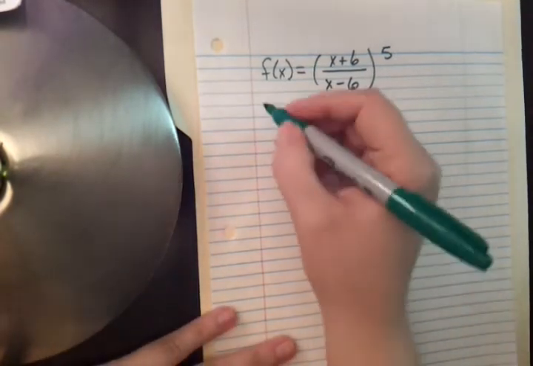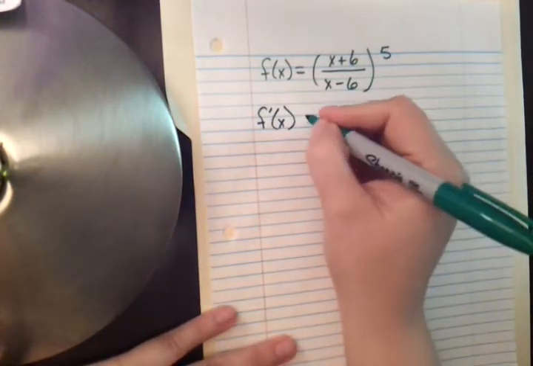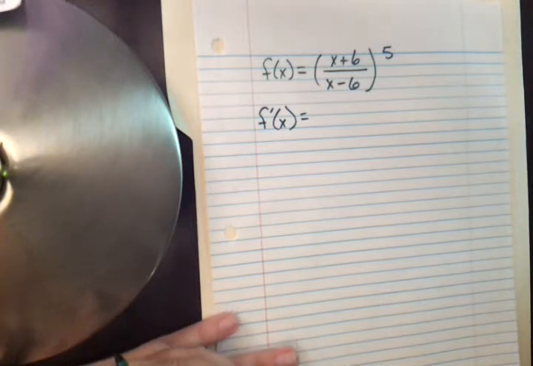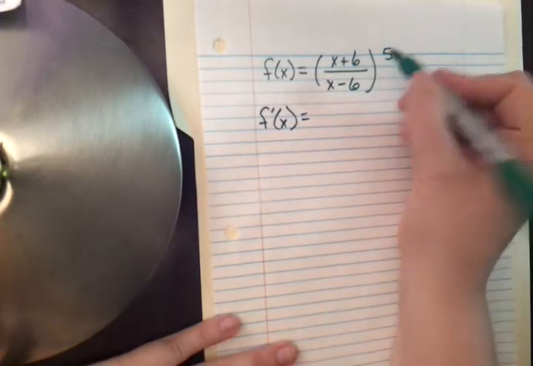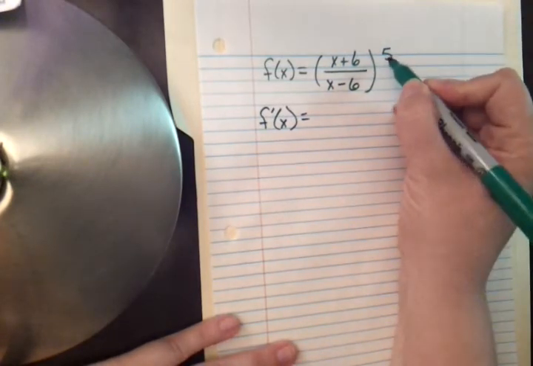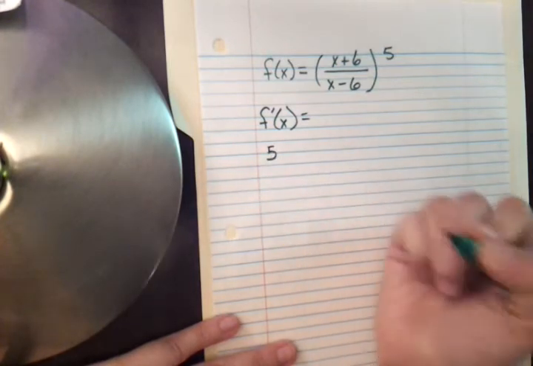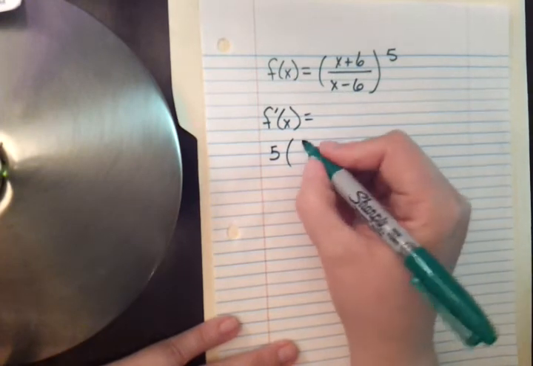Okay, we need to take a derivative. We need f prime of x. And for that, we need to use the chain rule. So let's start using the chain rule, because that's the big thing that's going on here. So the chain rule says I need to bring down my 5, and I'm actually going to do this kind of off to the side so I have plenty of room. Bring down my exponent, and then I need to write whatever was in the parentheses.